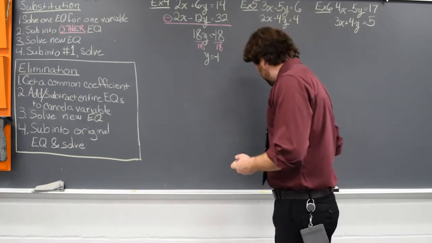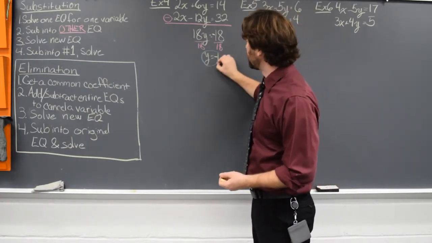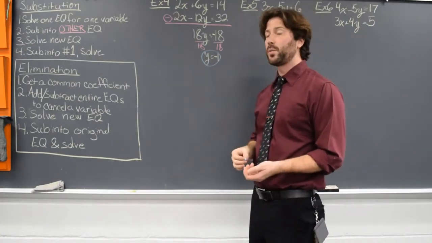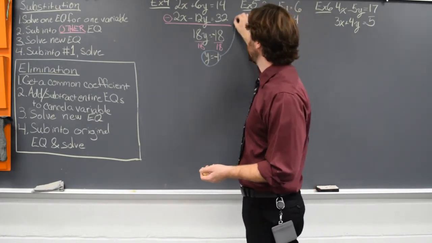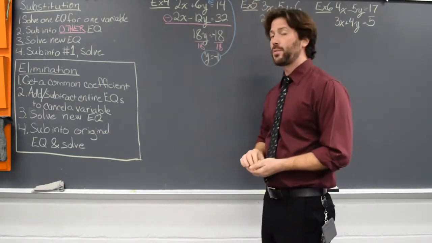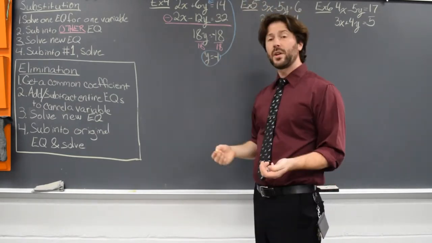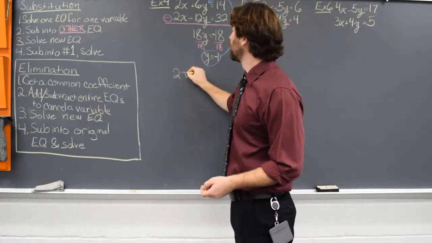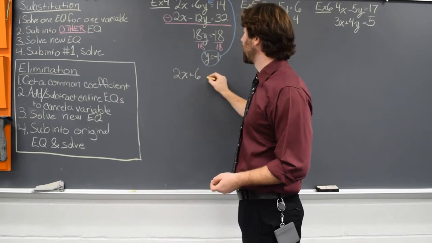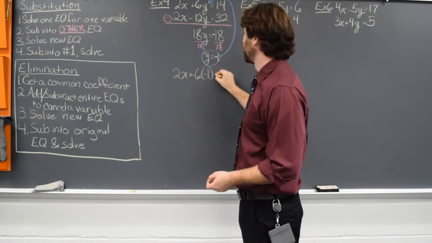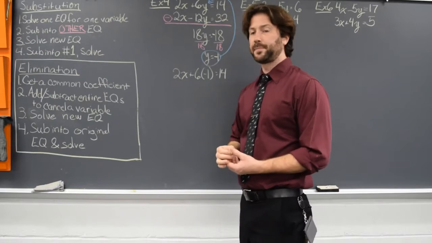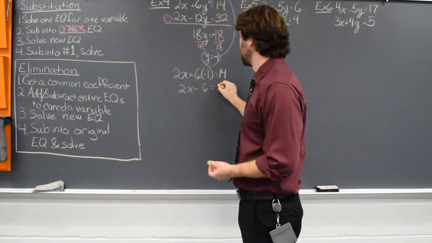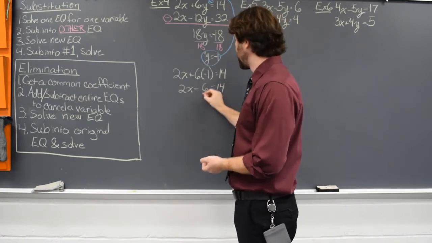Now, I have what y is equal to. I want to take what y is equal to and sub it into one of the original equations. Now, guys, it does not matter which one of these we sub it into. I'm going to sub it into this guy, the first one. It has smaller numbers, easier to work with. That's the reason I'm going to pick this one. So I've got 2x plus 6 times, instead of y, negative 1 equals 14. Well, 6 times negative 1 is negative 6. Add 6 to both sides.